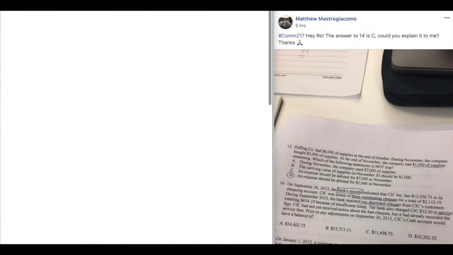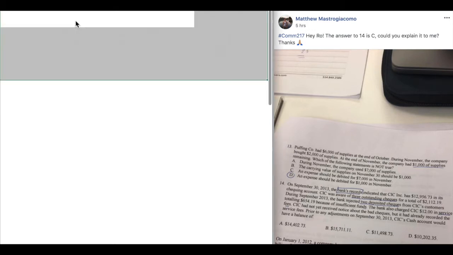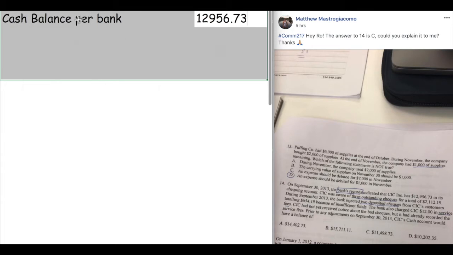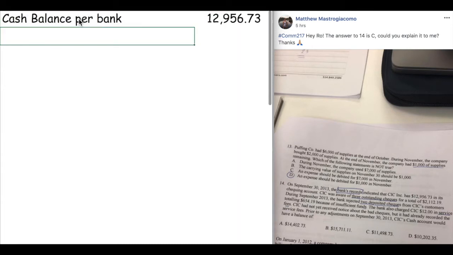So this is a very typical bank reconciliation question. The idea behind this question is to simply derive the balance per books using the balance per bank. So we're going to begin with our cash balance per bank, which is $12,956.73. And now the idea is to derive the cash balance per books using the balance that is appearing on our statement. For example, here CIC was aware that there are 3 outstanding checks which are totaling this amount. Now this amount has not yet been taken out of this bank statement. So what we're going to do is deduct it.